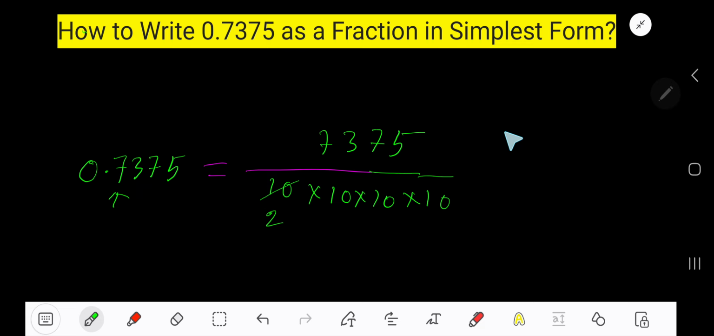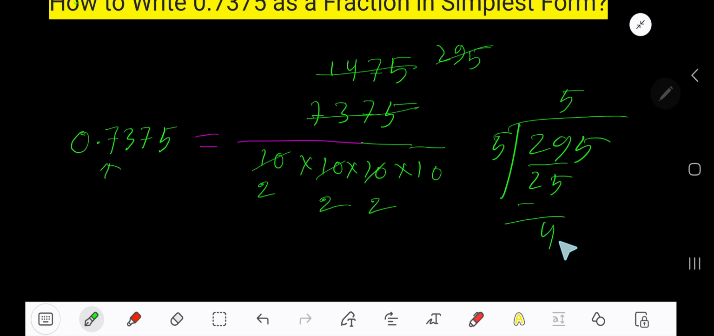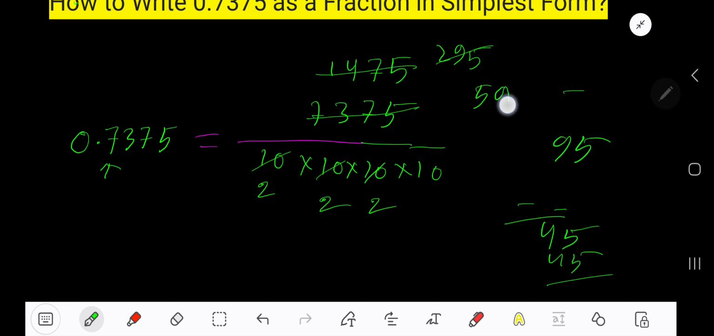Again, this is divisible by 5. We will get 2. This is also divisible by 5. 5 goes into 29 how many times? 5 times 5, 25. Subtract, 4. Bring down this 5. 5 goes into 45 9 times. So we are getting here 59.